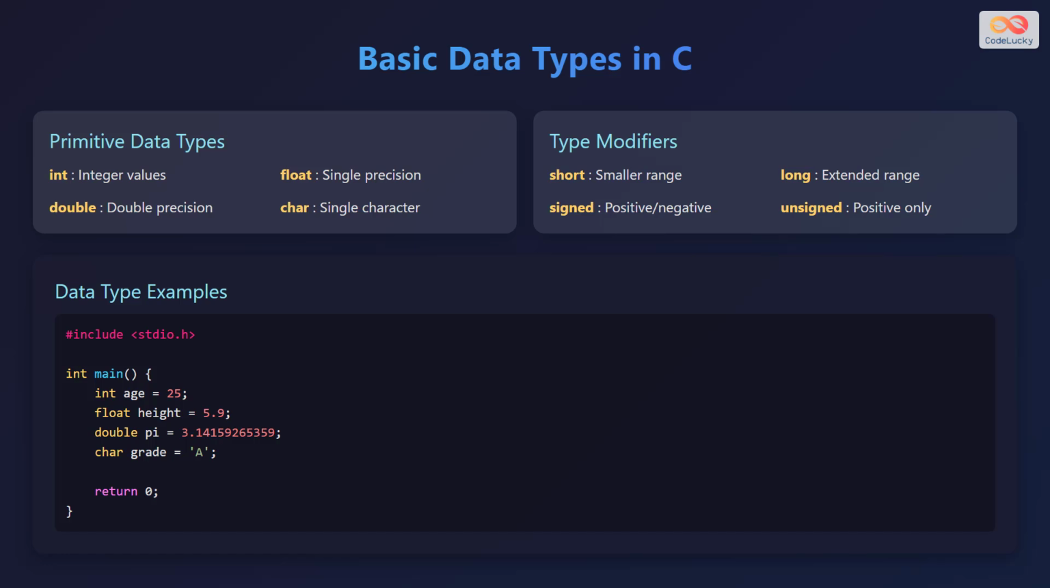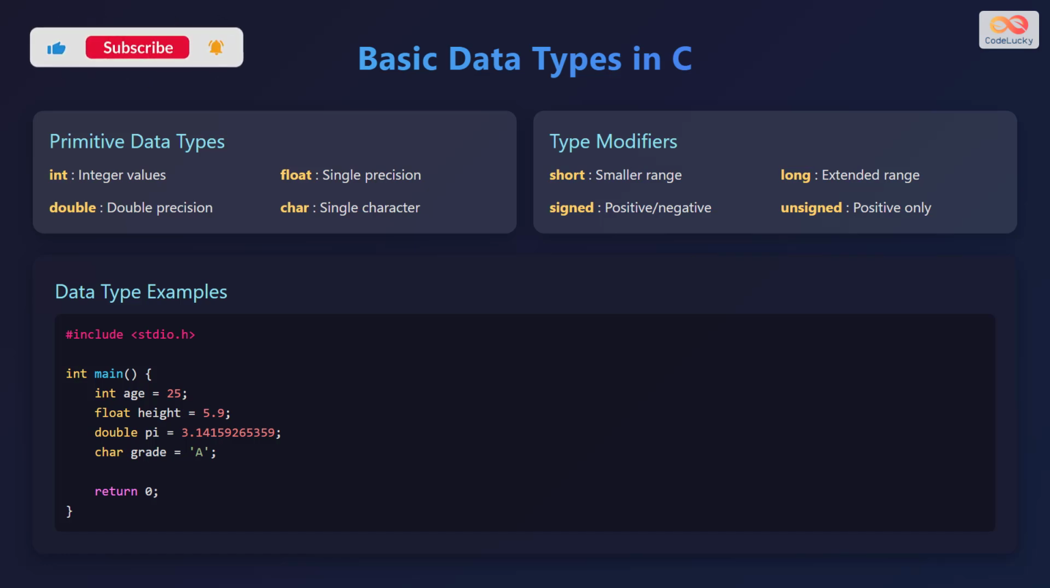Let's explore the basic data types in C. The primitive data types are integer, float, double, and character. Integer represents integer values. Float represents single precision floating point numbers. Double represents double precision floating point numbers, and character represents a single character.